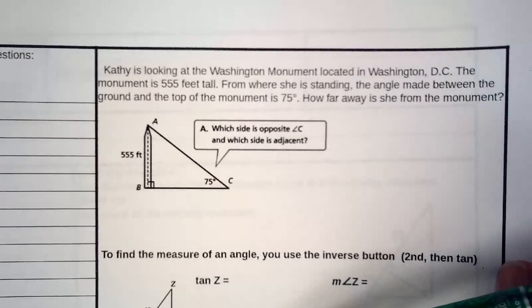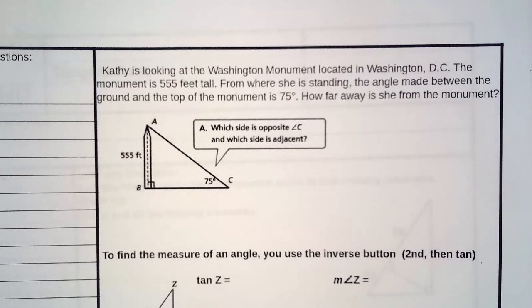Okay, one of the reasons that the trigonometric ratios are so handy is that you can use them in indirect measurement. And then you can find measures of things you cannot measure by standing beside them. Katie is looking at the Washington Monument located in Washington, D.C. The monument is 555 feet tall. From where she is standing, the angle made between the ground and the top of the monument is 75 degrees. How far is she away from the monument?